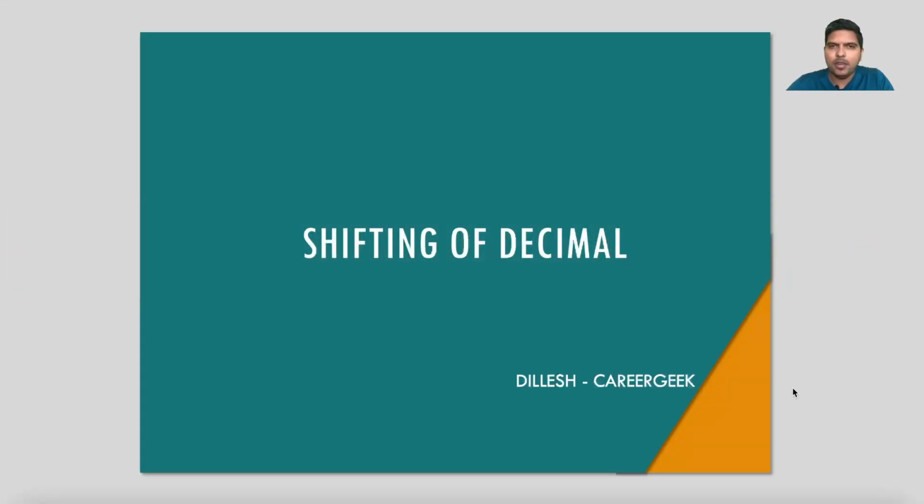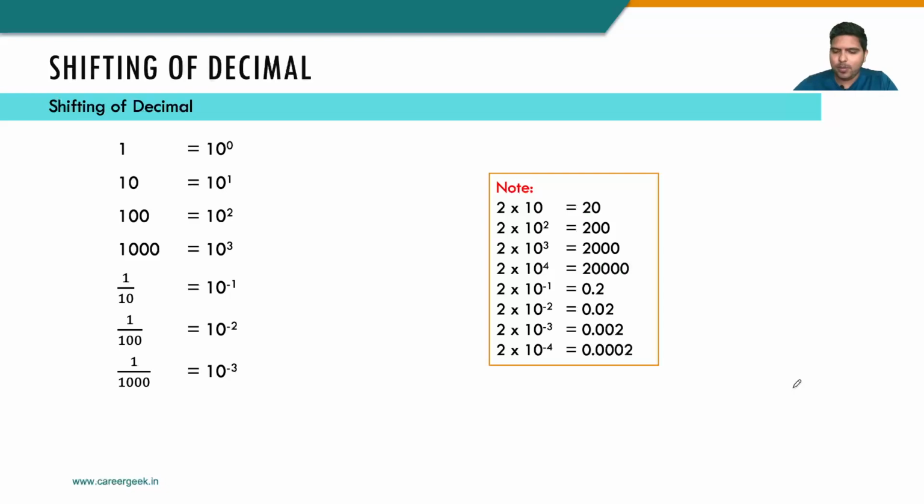Hi everyone. So let's discuss shifting of decimals. Now we all have seen what a decimal is. If we multiply a decimal by tens, or divide by tens or powers of tens, how the decimal will shift is what we're going to learn.